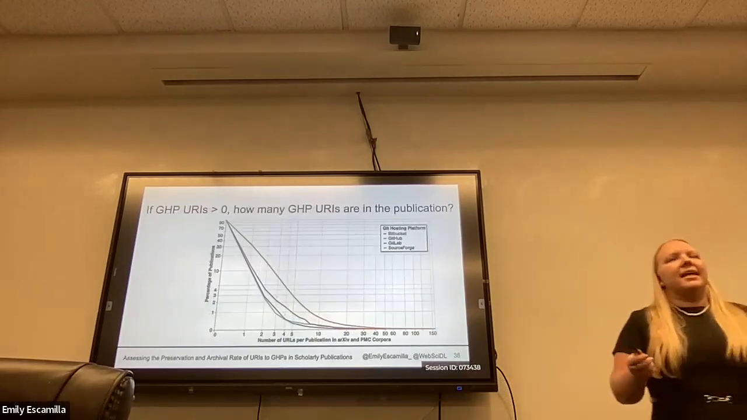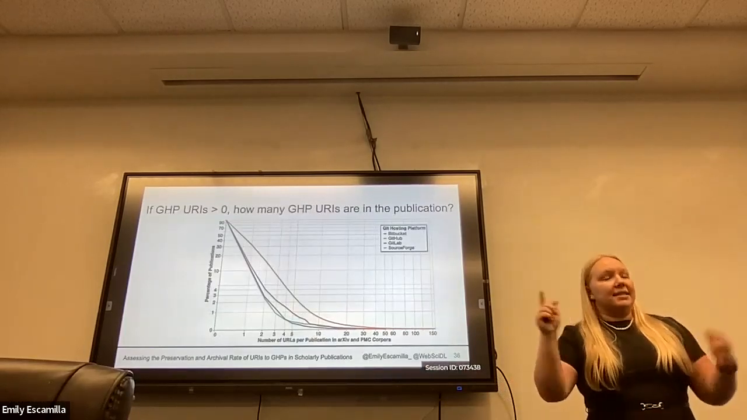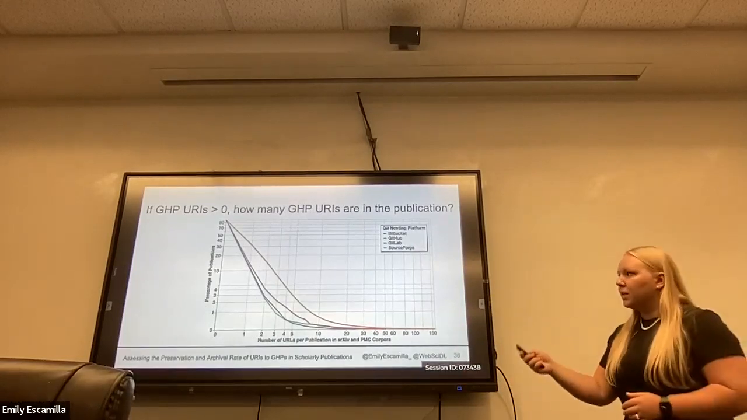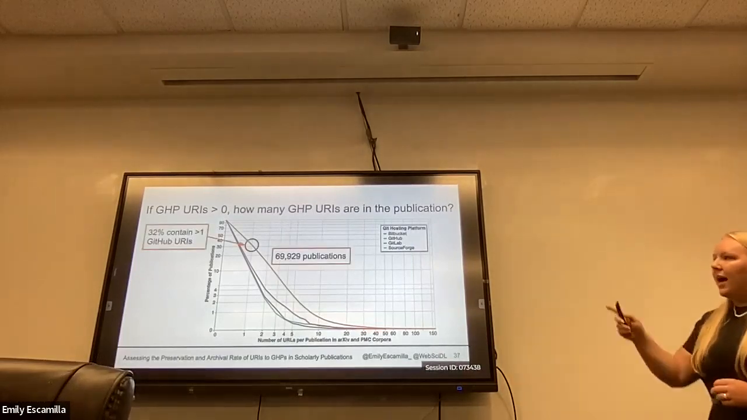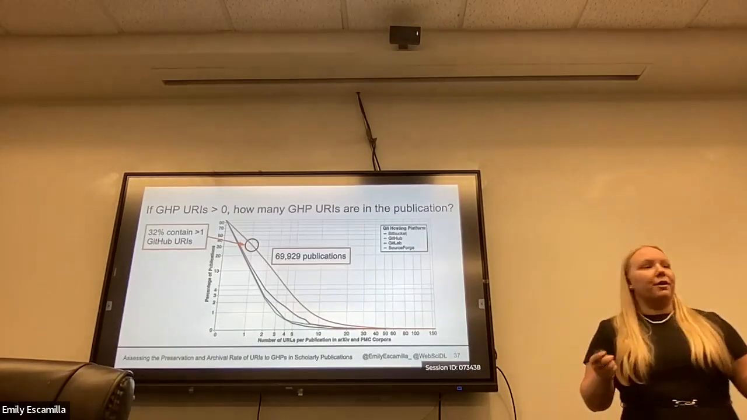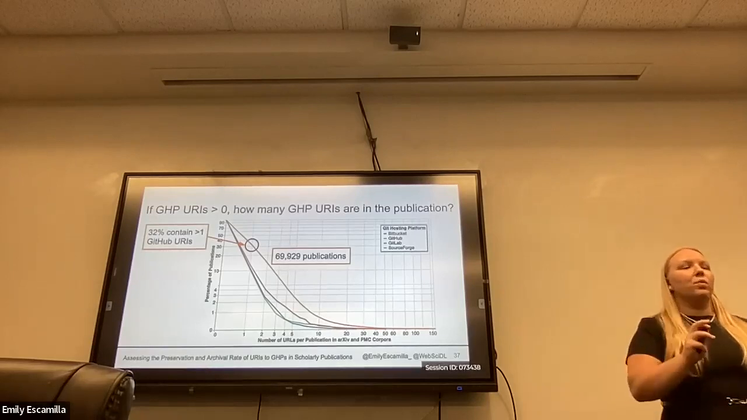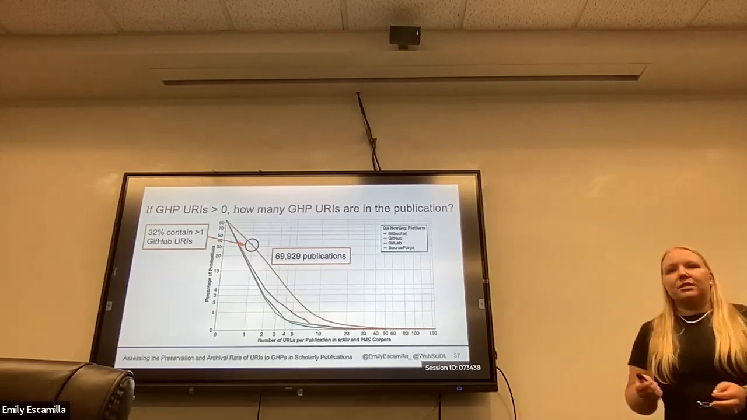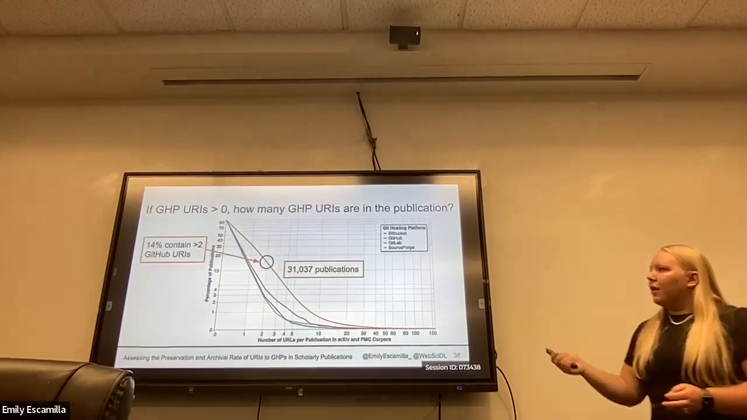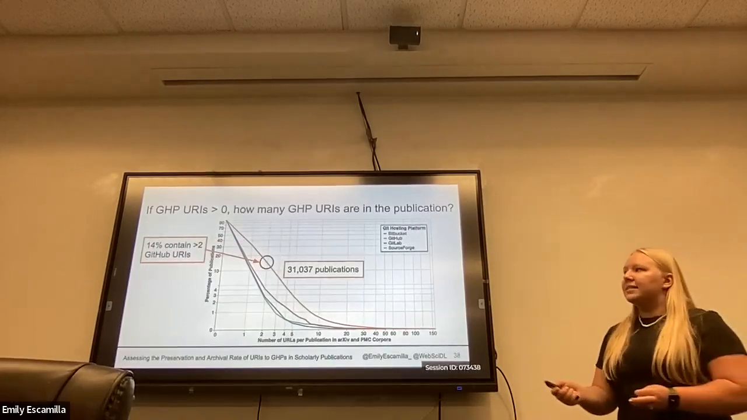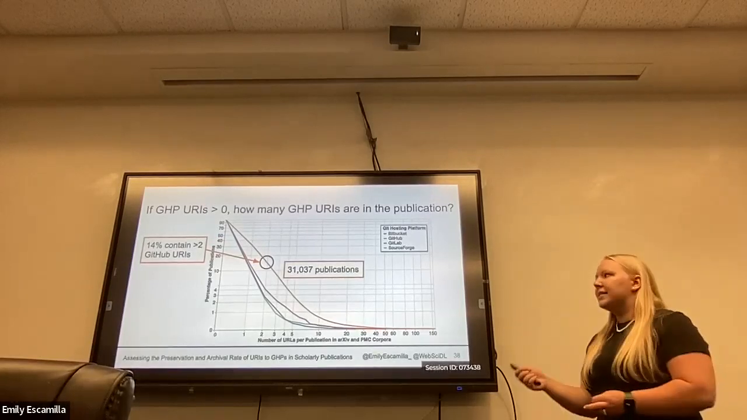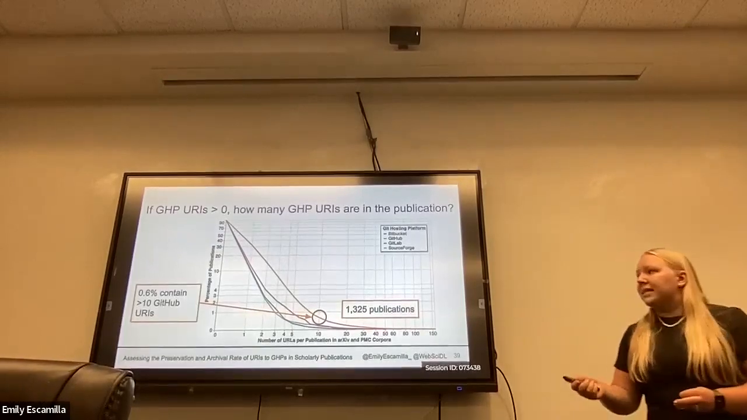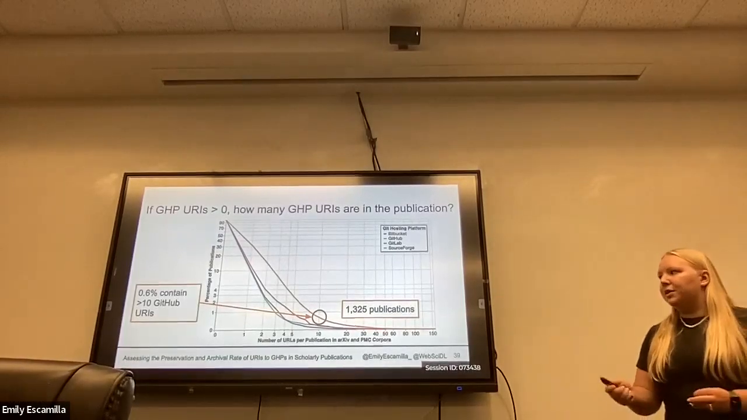So then we looked at if a publication contains a single link to a GHP, how many links do they have? So here we see that 32%, or a third, of all of the publications contained more than one GHP URI, which accounts for about 70,000 publications. And as we continue to follow this line, we see that 14% contained more than 2 GitHub URIs.